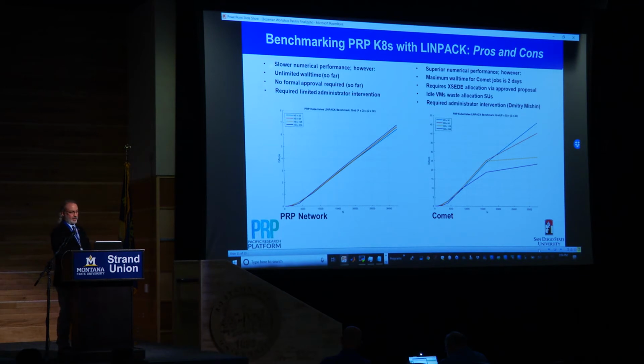However, there are some advantages. One is there's no restriction on wall time. My pods have been running for many weeks on the PRP network. There's no real formal approval. I didn't have to write a proposal to get an allocation. And running on the PRP network didn't require as much administrator intervention. I was able to operate mostly by myself, getting these things done. However, on Comet, you get superior performance, but there are some restrictions.